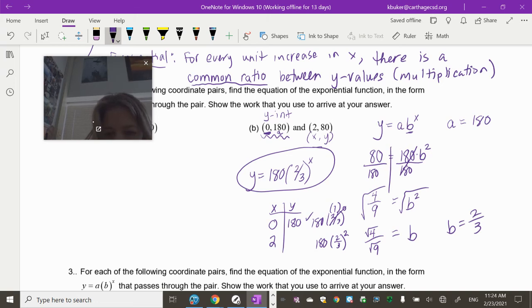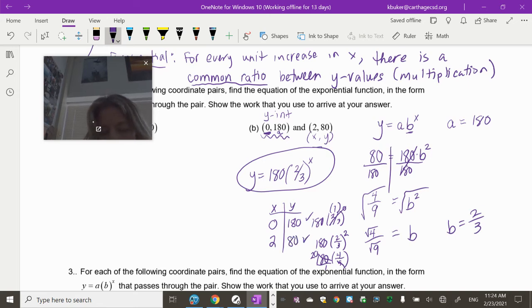And I have to do exponents first. So that's going to be the same as 180 times 2/3 squared, which is 4/9. Okay, and if I'm multiplying with fractions, I can reduce the 180 over 9. I know that 9 goes into 180 because since 9 goes into 18 twice, 9 goes into 180 20 times, and then I can do my 20 times 4, which is 80. And that's a check for the second coordinate.